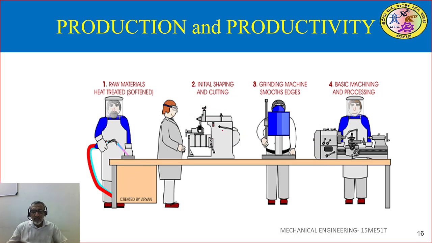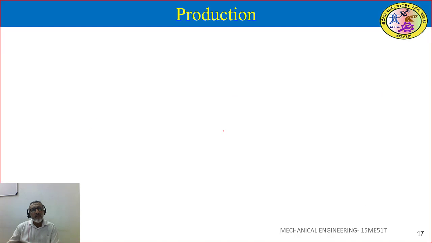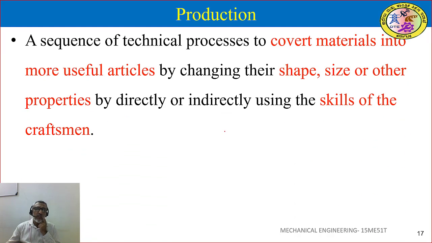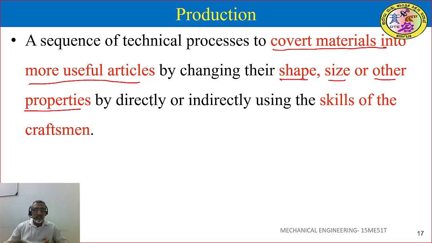Now let us see more about production. What exactly is production? Production is a process of converting raw materials into more useful articles by changing their shape, by changing their size, or other properties of the product, which involves directly or indirectly the skill of the craftsman.